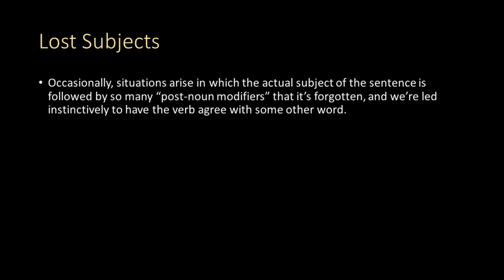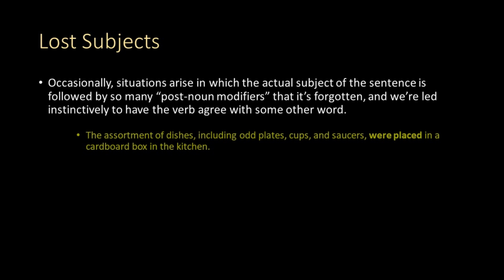Now I'm talking about sentences like this. The assortment of dishes, including odd plates, cups, and saucers, were placed in a cardboard box in the kitchen. Now, although there are a lot of plural nouns before the verb in this sentence, none of them is the subject of that sentence. In fact, all of them are the objects of the present participle including.